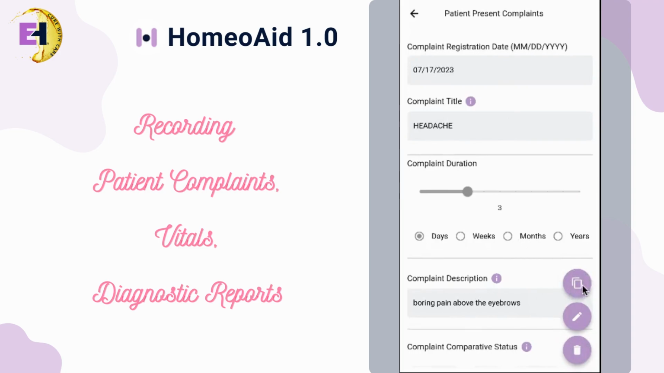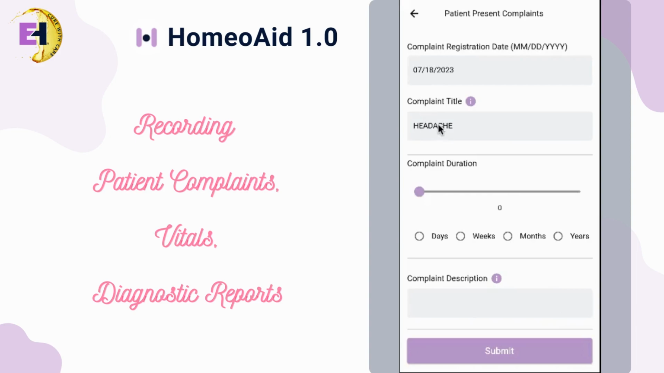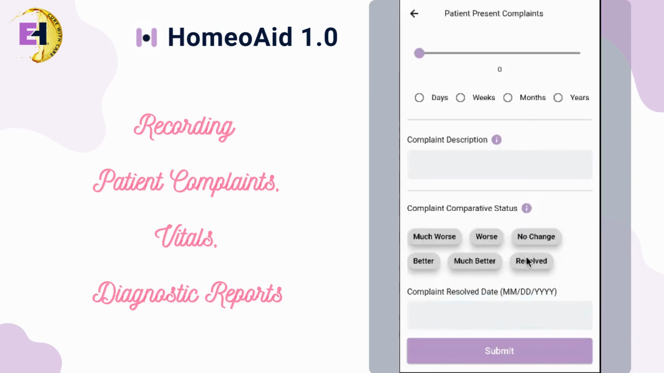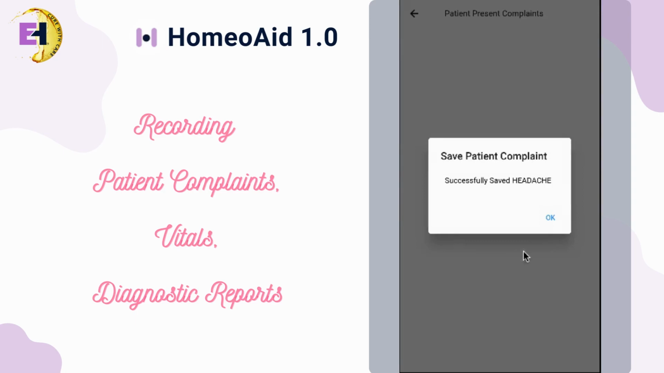There is one more feature here called the copy record. Once you click on a copy record, what happens is the complaint title gets copied over for the new registration date, and you could just enter whether the complaint was resolved or it was much better, and write a new complaint description if that has changed, and click on the submit button.